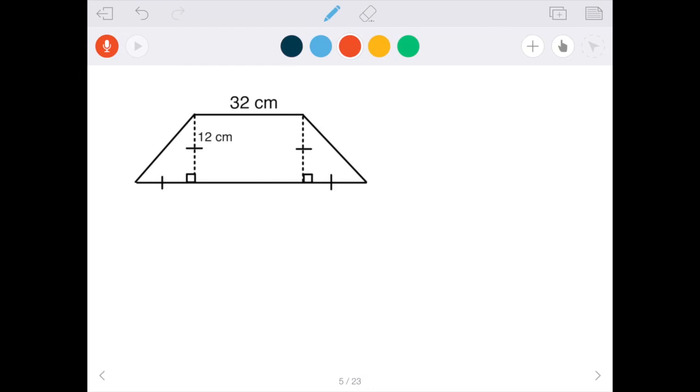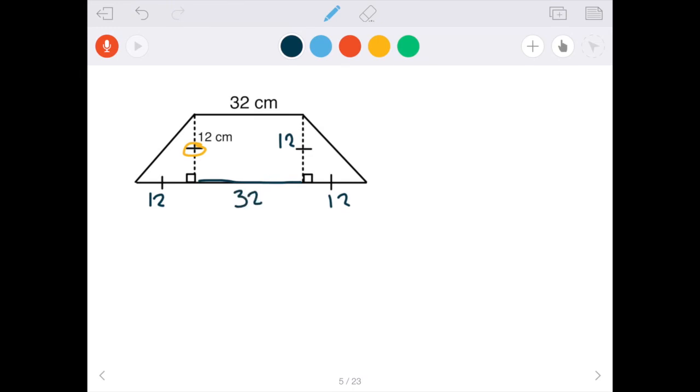And here's our last perimeter problem. Go ahead, pause the video, and take a minute and see if you can figure it out yourself. All right, so we're back, and I know that this little mark means 12. So this is 12, the dotted line, but also this part of the triangle is 12.